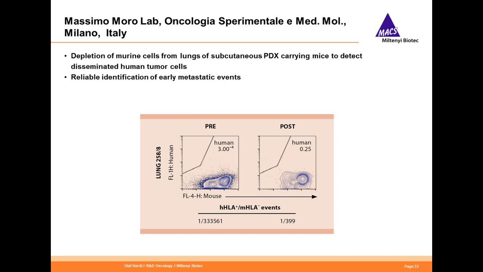However, if you now do the mouse cell depletion before, then you can significantly enrich by several log decades, as you see here in this example, one human cell in almost 340,000 mouse cells, versus after the depletion, one human cell in 400 mouse cells, which is now at a level where you can really enumerate it by flow cytometry. And the same holds true for human circulating tumor cells in xenografts, of course.